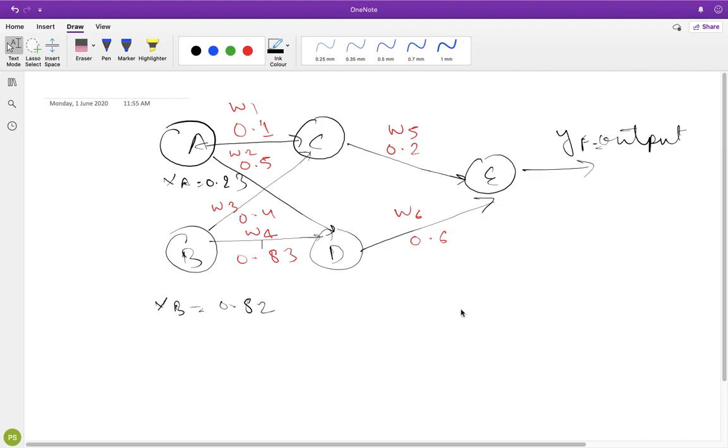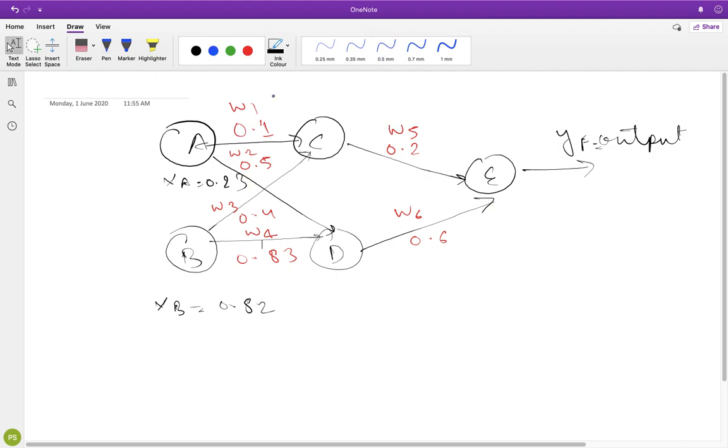Welcome to TechTex. Today in this video we will show a detailed calculation for error backpropagation in a simple neural network. So we are given a simple shallow feed-forward network with the neurons being A, B in the input layer, C, D in the hidden layer, and E being the output of the final layer.